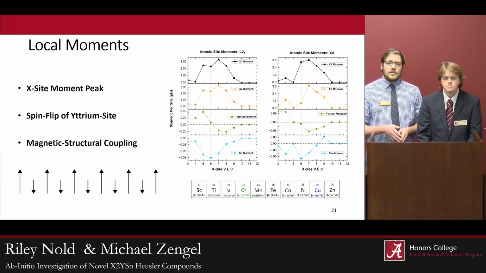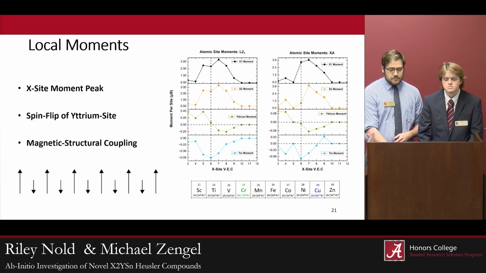We also find that along the region where we transition from the XA to L21 dominant phase, there's a flip in the sign of the yttrium magnetic moment. This implies that as we see this phase transition, there's also the induction of ferromagnetic behavior in our material, meaning that there's a large coupling between our structure and our magnetic behavior.